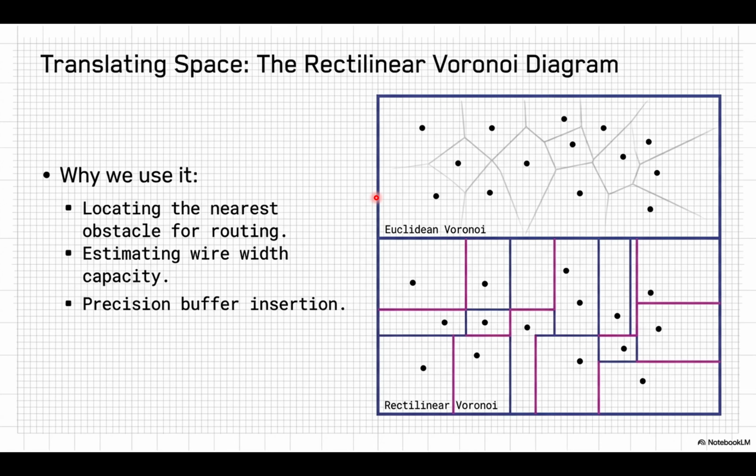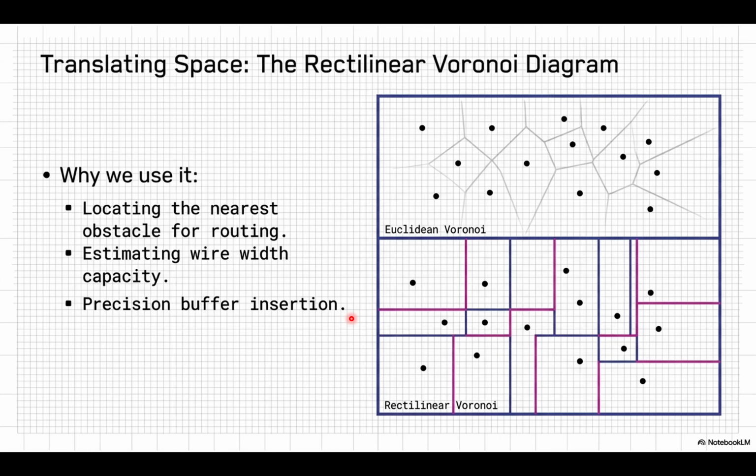What is the actual utility of doing that? It maps the physical constraints of the neighborhood. By calculating the rectilinear distance to the nearest obstacles, like the boundaries of other components, the algorithm instantly knows exactly how much empty spatial capacity exists in any given corridor. Ah, gotcha. This is critical for wire sizing and buffer insertion. If a corridor is too narrow, you physically cannot route a thick power wire through it. The Voronoi diagram gives you a mathematical map of the available real estate.